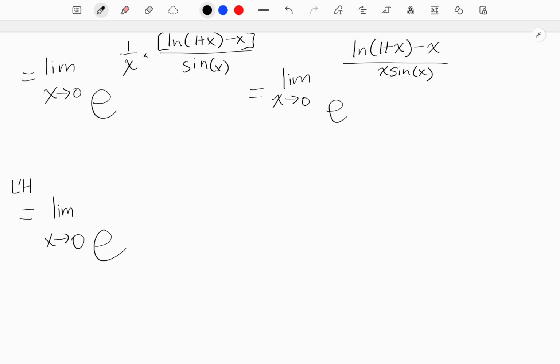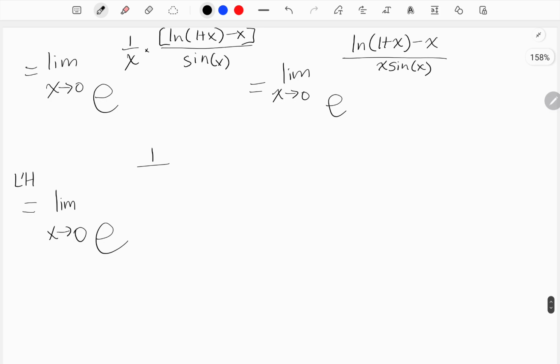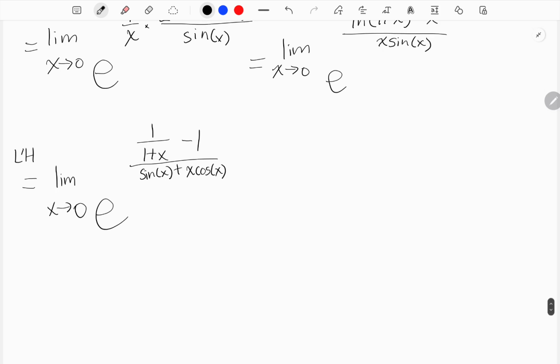So the derivative of the numerator is going to be 1 divided by 1 plus x. That is the derivative of ln(1 + x). And then the derivative of negative x is negative 1, or we're subtracting the derivative of x, which is subtracting 1. And then all over x sine of x. For the denominator we use the product rule. The derivative of x is 1, so it's 1 times sine x, plus x times the derivative of sine x, which is cosine x. This is product rule. If you don't remember this, go back and review it.